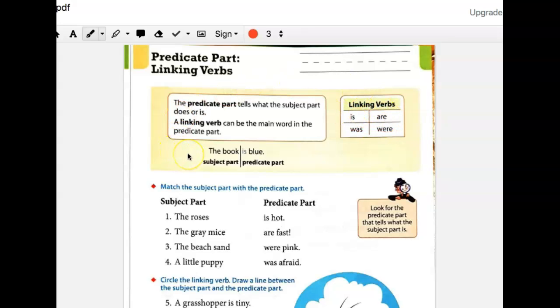Let's look at the example. The book is blue. The sentence is about the book, so the book is the subject part. That means is blue is the predicate part. What is the main word in this predicate part? The main word is the verb is. Is this a linking verb or an action verb? It is a linking verb. It tells us what the book is.